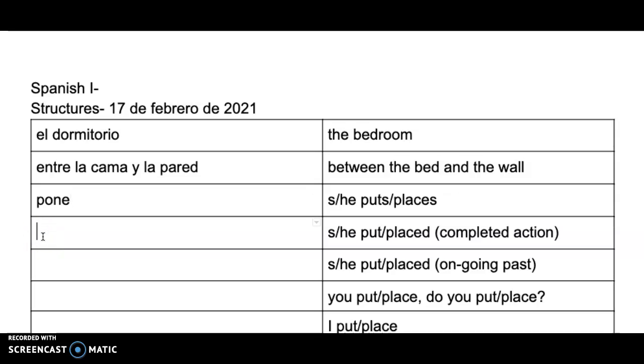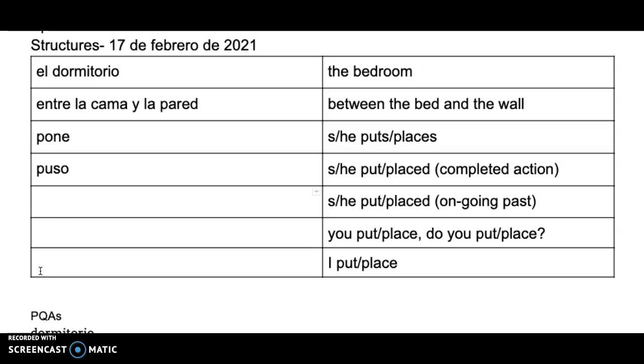Then if I want to put that into the completed action past tense, which is she or he put or she or he placed something, the word is puso. It does not take an accent. It's one of those irregular verbs, which again, we're starting to see that the irregular verbs are the most commonly used verbs. So again, puso is she or he put or placed, completed action.